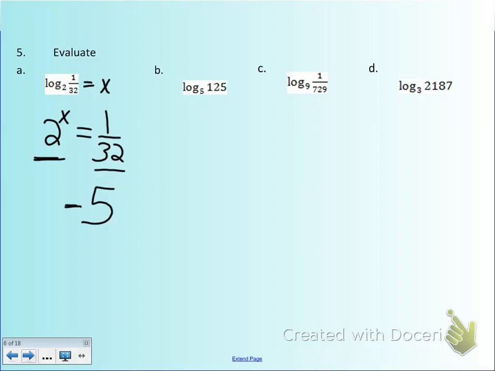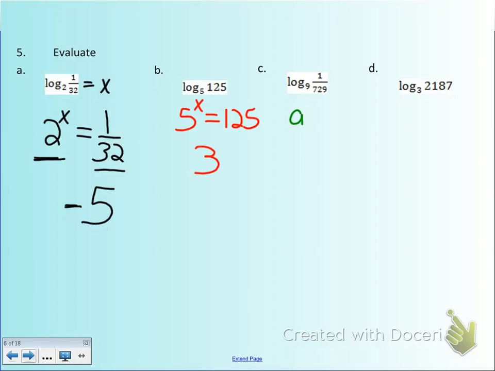For the next one, I'm going to again rewrite it. So it's 5 to the x power equals 125. This is just a straight up problem. 5 to what power is 125? Again, you should know this. It is 3.